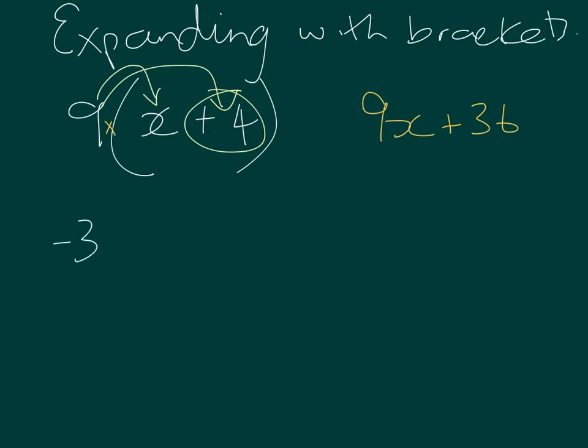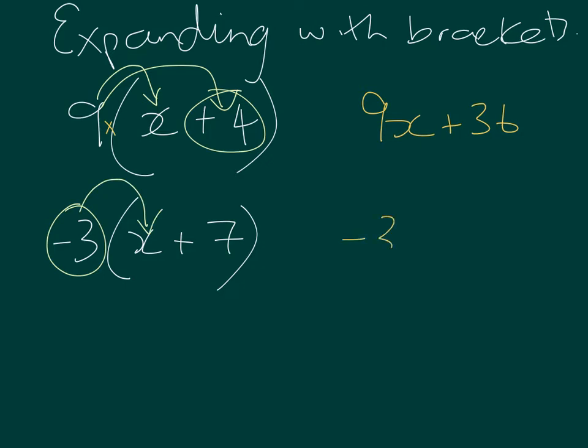Let's say we had minus 3 outside the brackets, x plus 7, as an example. We go through the same process, but this time we've got a minus in front of the 3. So we go minus 3 times x, so that becomes negative 3x, and then we go minus 3 times positive 7. And because we've got a minus and a positive in terms of multiplication, they're different, so they become a negative. And so that would be minus 21.